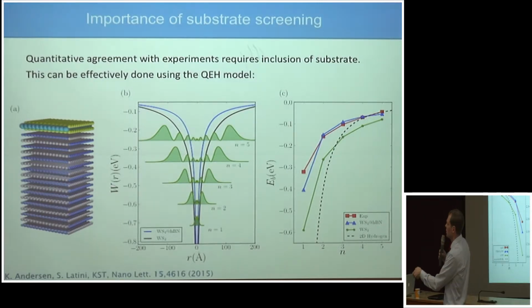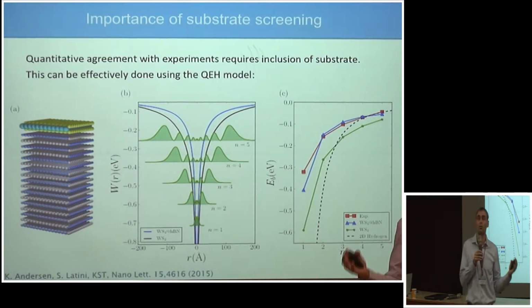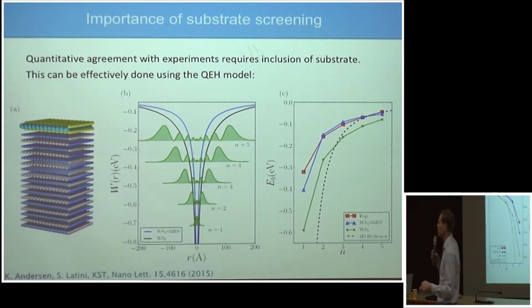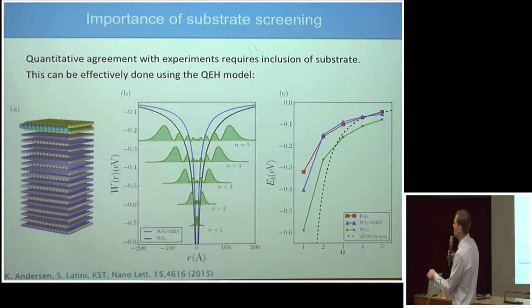And then you can see here the blue curve, which is very close to the experimental values. The green curve over here is what we get if we calculate the excitons of freestanding tungsten disulfide. And the dashed line is the standard hydrogen model.